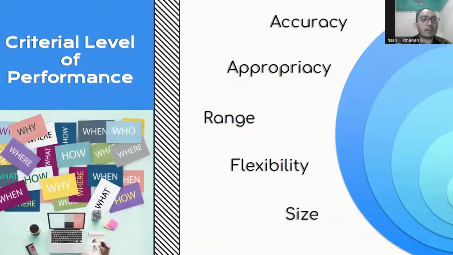And it tells about criteria level of performance. It tells about accuracy, appropriacy, range, flexibility. How accurate the criteria level of performance is, and then appropriacy. The use of language must be generally appropriate to functions, and then range tells that a fair range of language must be available to the candidate. And then flexibility. The criteria level of performance must be flexible. And then size. This means the candidate must be capable of responding with more than short form answers where appropriate.